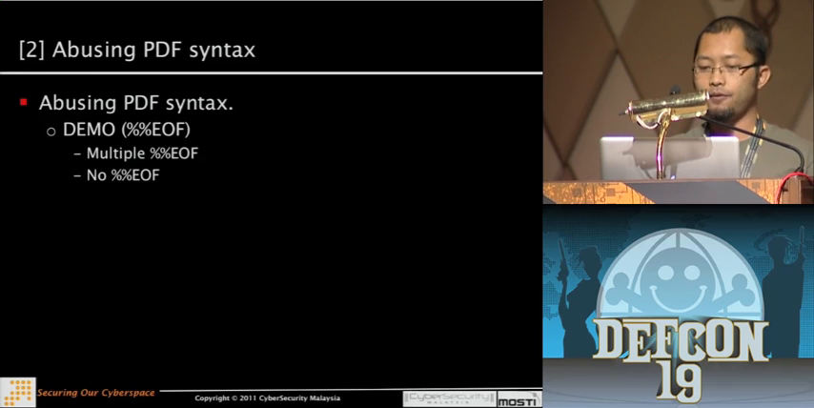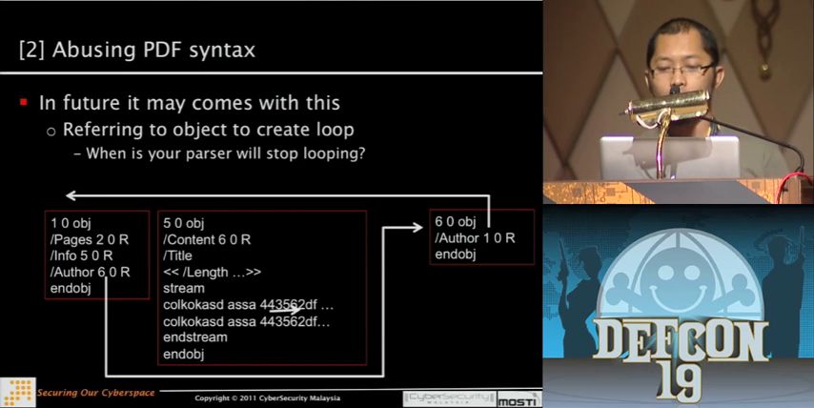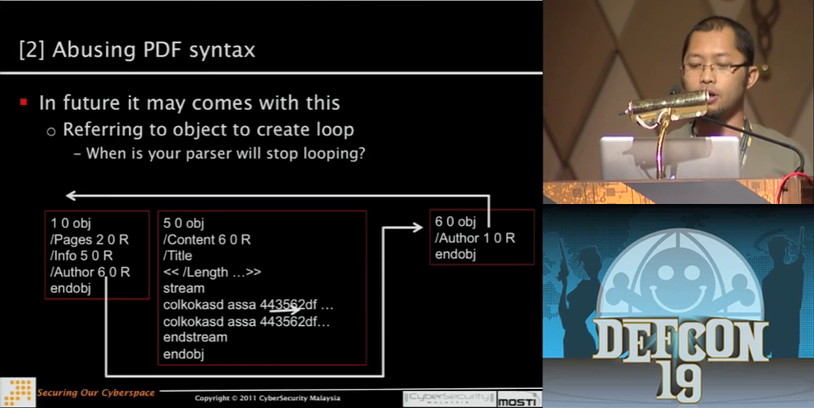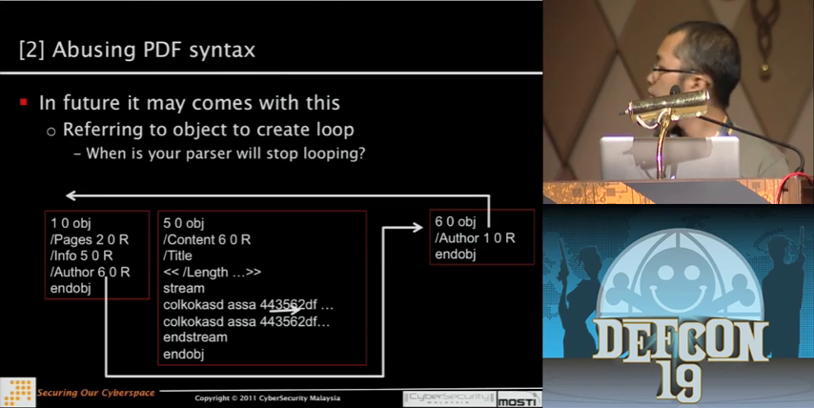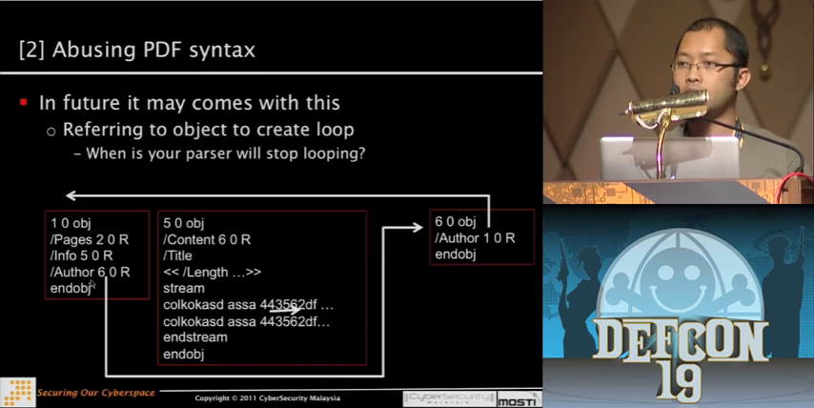For example, in the future, I believe PDFs have something like this: a reference to an object that creates a loop. For example, object 1 has a dictionary for author, which is pointing to object 6 over here, and the object 6 author is also pointing to object 1. If you open it with any PDF application, it may stop. But if you're building your own parser, when are you going to stop your loop, right? So that would be interesting to see when we should stop.